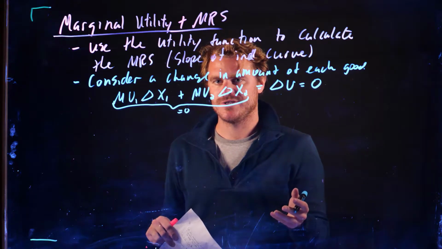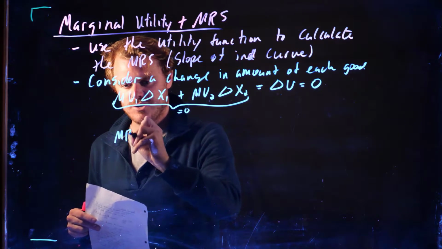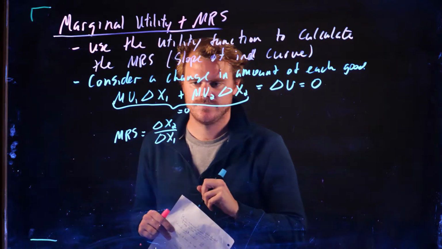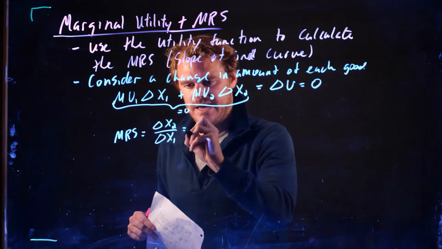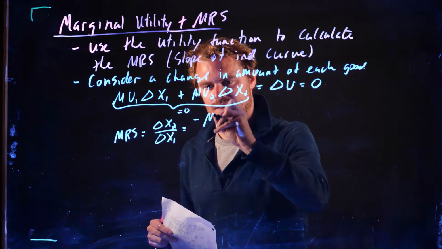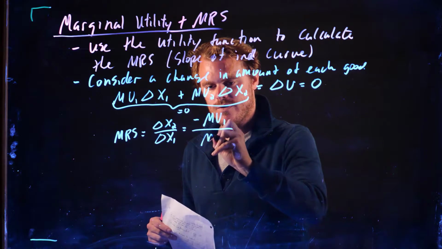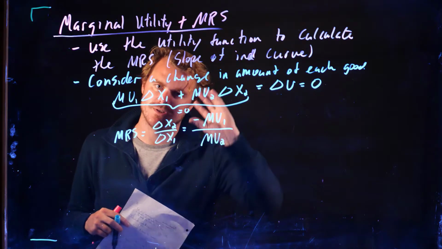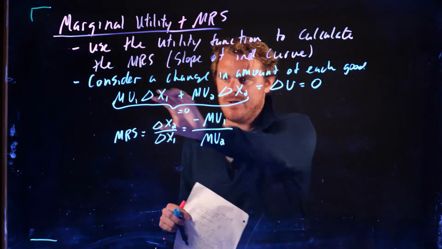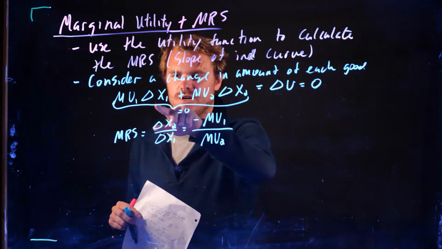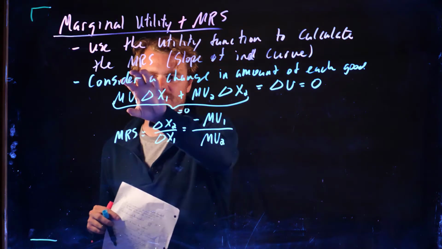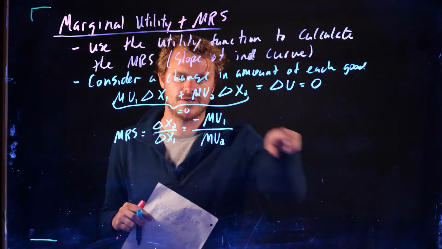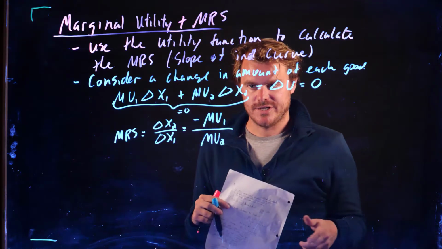Then we're just going to rearrange this. And we know that the marginal rate of substitution equals the change in x2 over the change in x1. And that's going to be equal to minus the marginal utility of good 1 over the marginal utility of good 2. Notice that it's 2 over 1 and 1 over 2, so remember that. All I'm doing is setting this equal to 0 and solving, right? I move this over to the left-hand side, divide both by the change in x1, and move this over to the other side. Hopefully that's not too bad algebra for you.